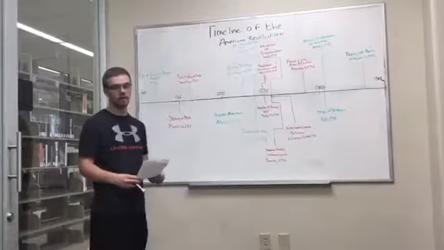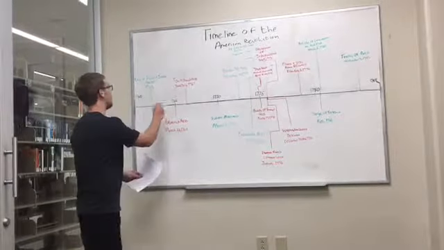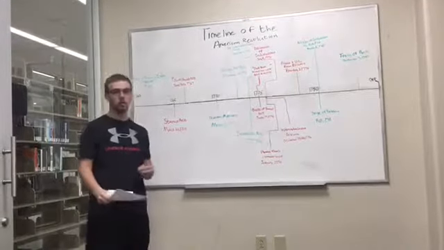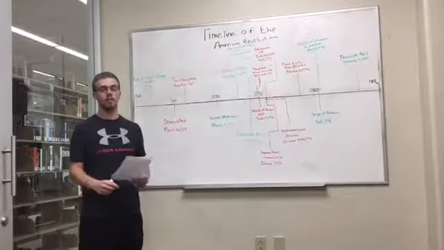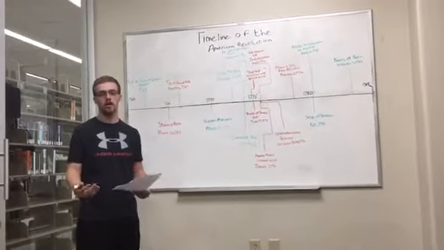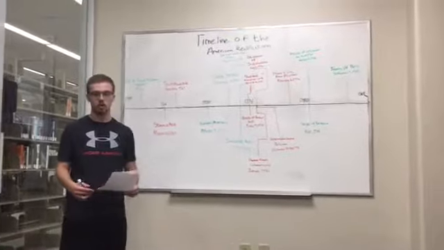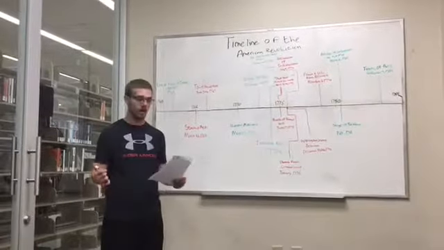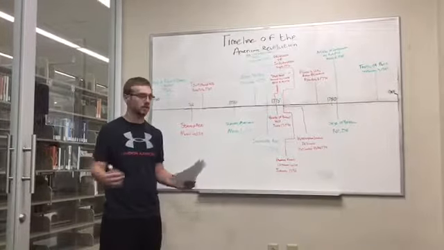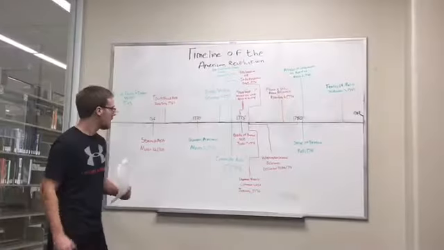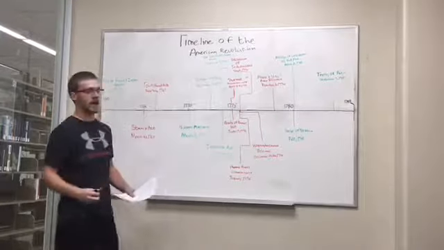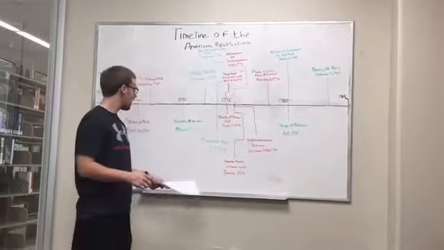To start off today's lesson, we're going to begin with the end of the French and Indian War in 1763. This war was fought between the French and the British over determining control of land in North America. The French had control over the Ohio River Valley, and the British wanted it to expand the United States into the West.